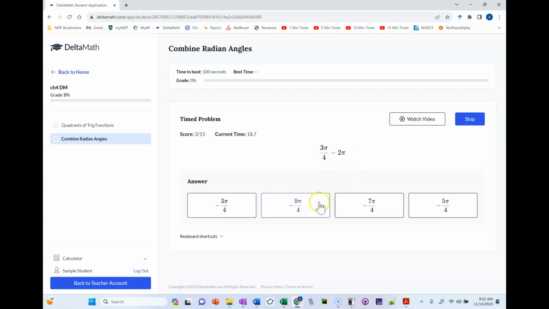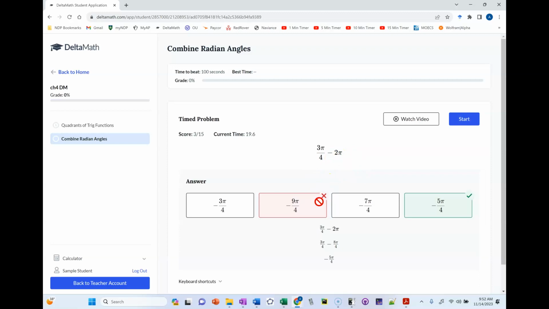And I just go like this, and I try, oh no, I got a wrong answer, and now I have to restart. So again, that's your other type of problem. You have to get 15 in a row inside of the 100 seconds for a correct response.